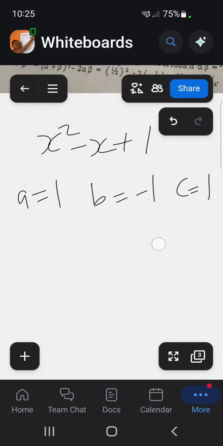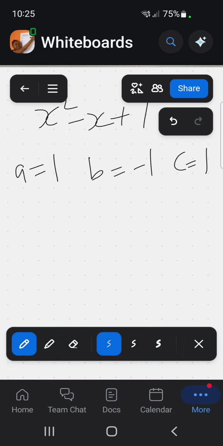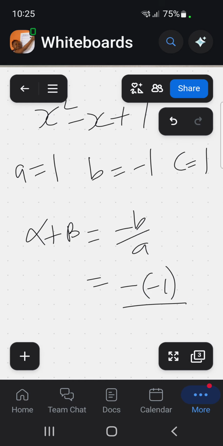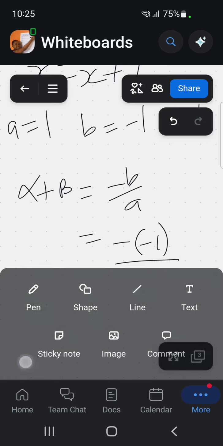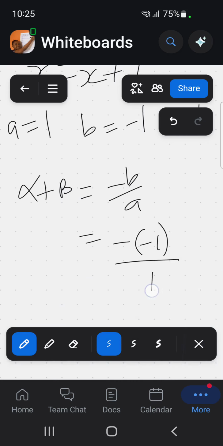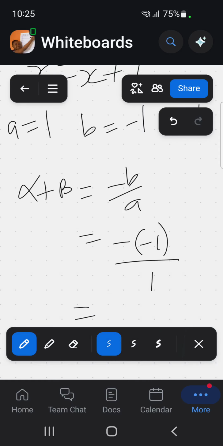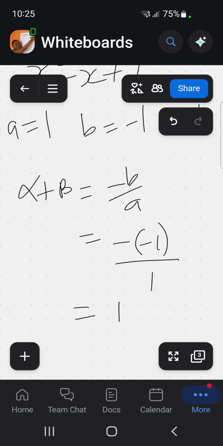Okay, so let's look at the sum of roots. When you say sum of roots, that means alpha plus beta. Now, the sum of roots, I've told you, is negative b over a. What's b? b is minus 1, so we have negative of minus 1, all over a, and a is 1. This is simple arithmetic. Minus times minus 1 gives you 1, and 1 divided by 1 is 1. So the answer is 1. The sum of the roots, which is alpha plus beta, is 1.